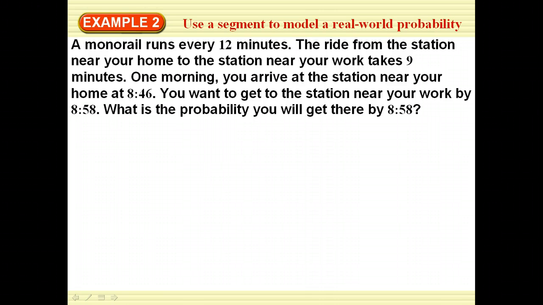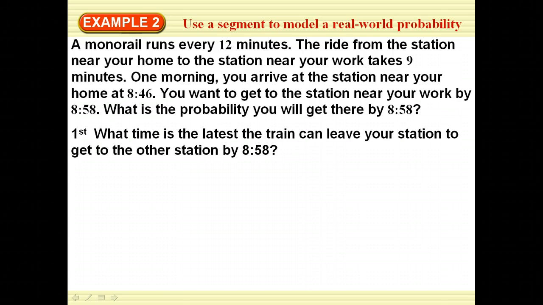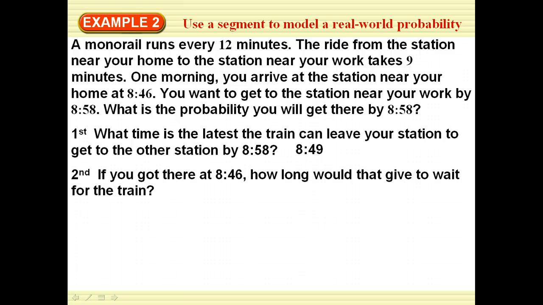Well, let's break this down. First, let's think about what time is the very latest the train can leave your station if you're going to get there by 8:58. Well, the very latest it could leave would be 9 minutes earlier. That would be 8:49. Well, if you got there at 8:46, how long would that give you to wait for the train? Actually, it only gives you 3 minutes to wait.